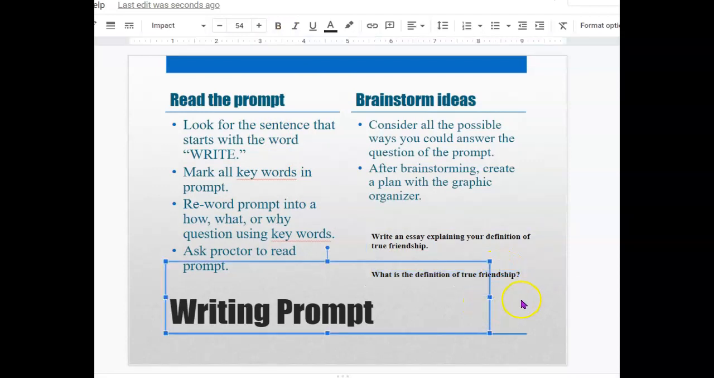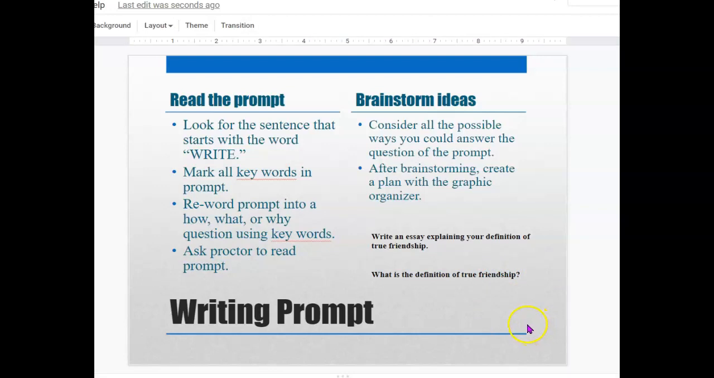So you need to be very careful about making sure you respond to the prompt. Okay? What are they asking you to write about? The definition of true friendship. I also would like for you to ask the proctor to read the prompt. They can do that. So whoever's giving your test in your room, ask them to do that. Then you need to make sure you brainstorm.